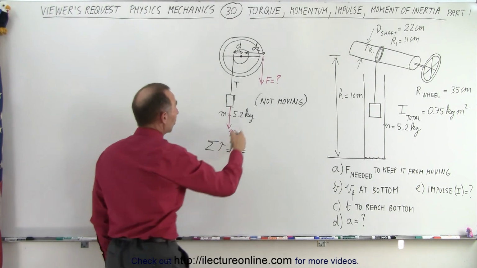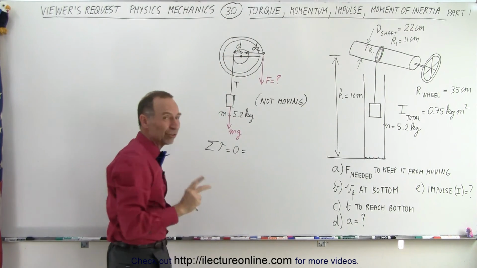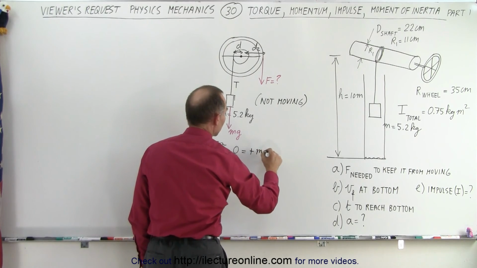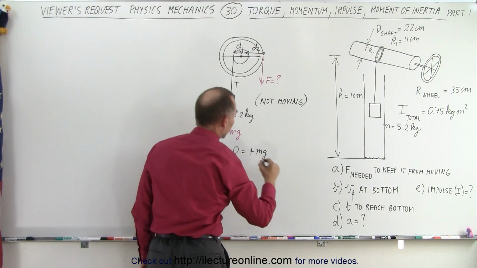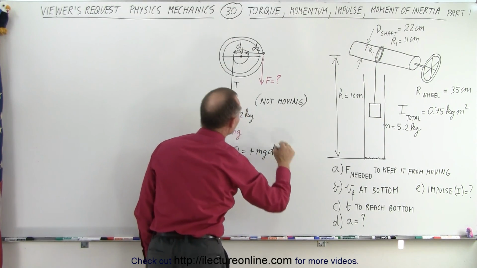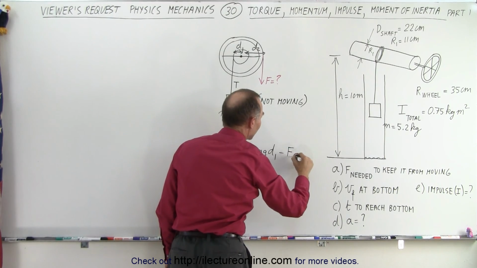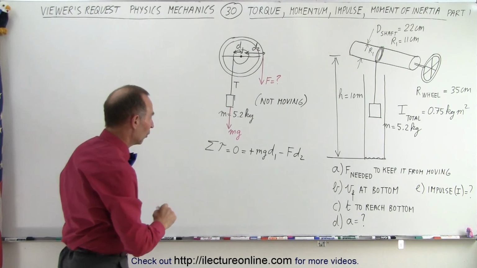Now let's add up all the torques. The first torque is caused by the weight of the bucket. It will give the whole thing a counterclockwise direction, which is a positive direction. So it would be a plus mg times distance 1, minus, because the force will give it a clockwise direction, force times distance 2. So that's the equation we're going to use to find the force.